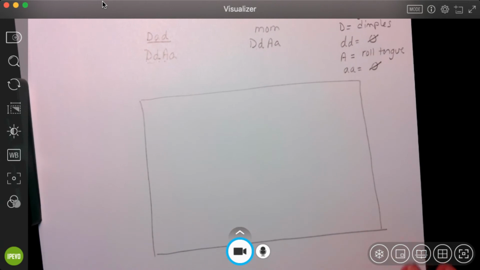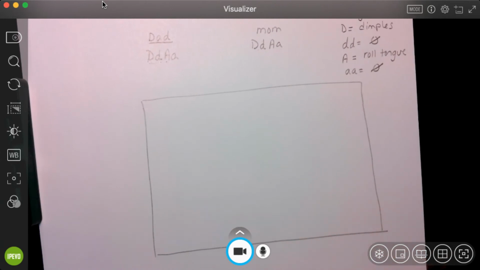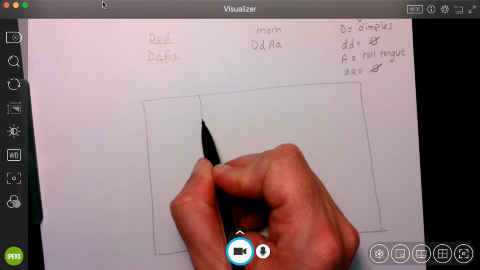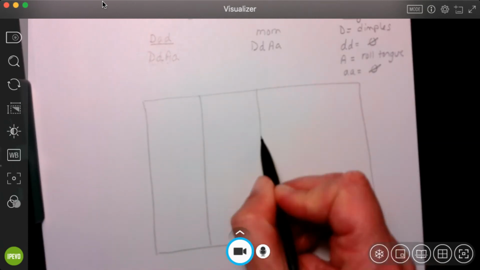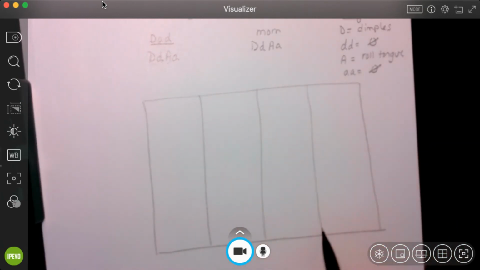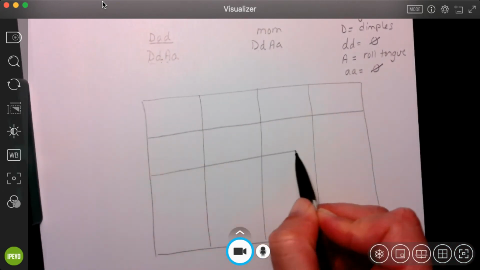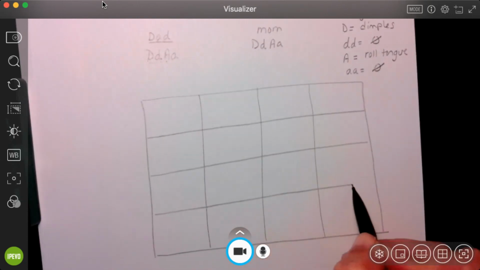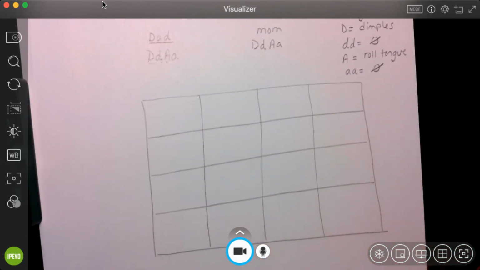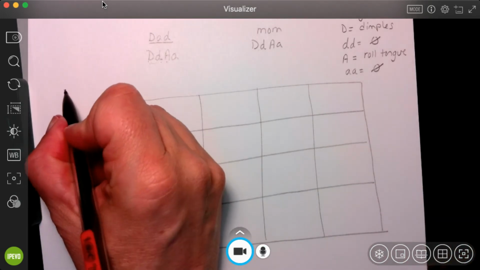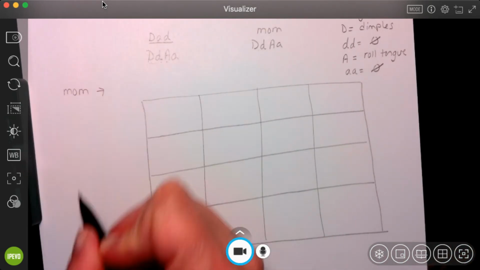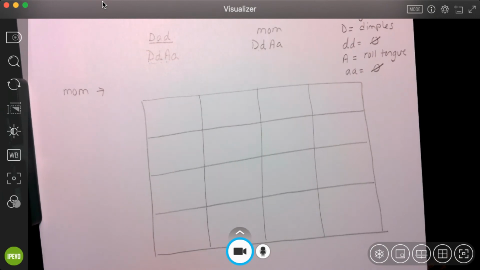And instead of just having 4 individual boxes on the inside, we're actually going to have 4 columns. And we're going to have 4 rows. Okay? This is 16 squares on the inside. And this is what you always draw when you're talking about doing a dihybrid. All right, so we're going to put the mom's gametes across the top and the dad's gametes up and down the left-hand side here.